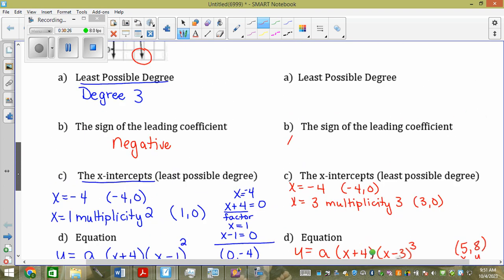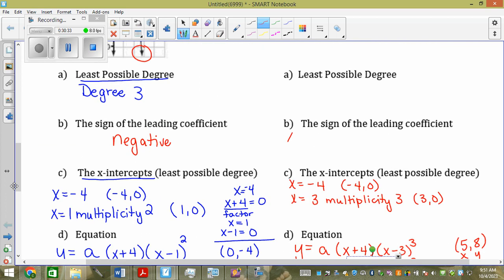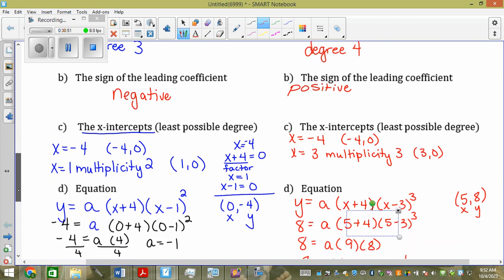And what is my leading coefficient? Positive, and so is that up on the right. So it's positive. And what was the least possible degree? Degree 4. And then we're going to flip over.